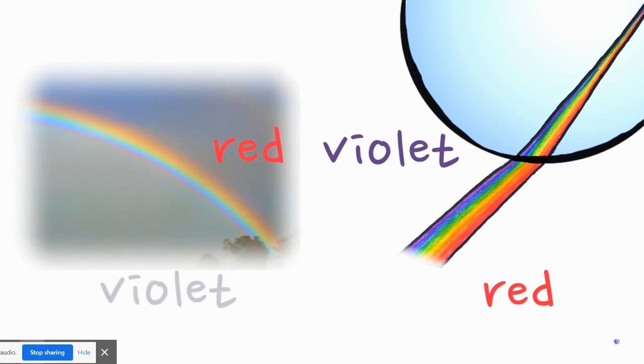Here's the fun part. Violet light refracts more in the water droplet than red light, as we discussed, so violet light should end up exiting higher in the water droplet than red. But if we look in the sky, red light is clearly higher than violet light.